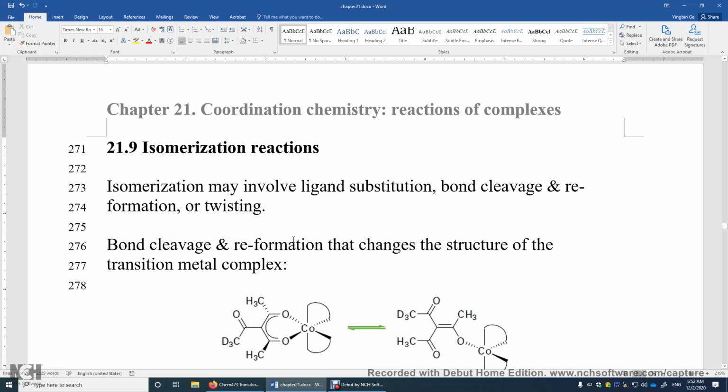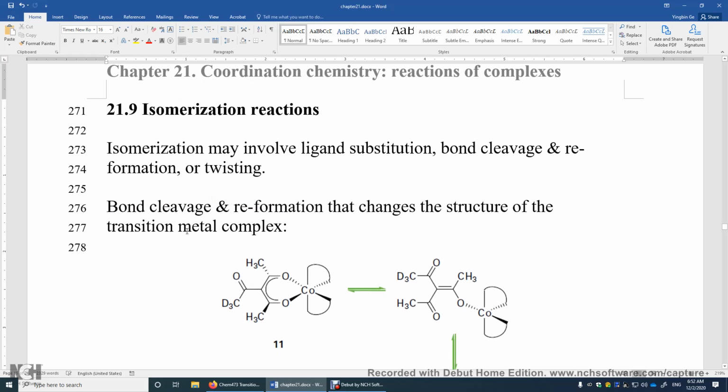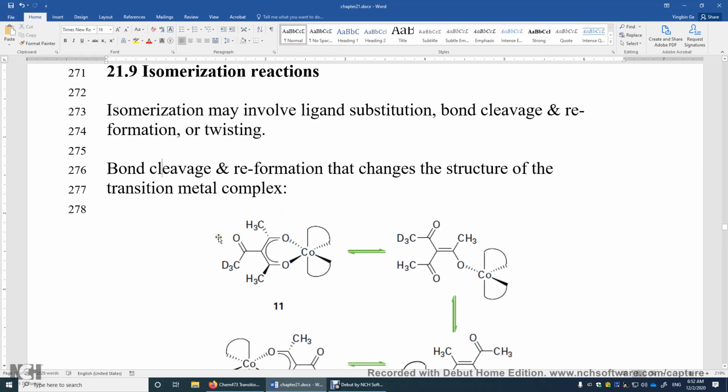It can change the structure of the transition metal complex. So now let's look at this transition metal complex. This cobalt is bonded to this bidentate ligand. This cobalt is bonded to this bidentate ligand. We don't care about the detail of these two ligands. This cobalt is bonded to a third ligand. This ligand is actually a tridentate ligand with 3 oxygen atoms, potentially can all donate electrons to the transition metal center.